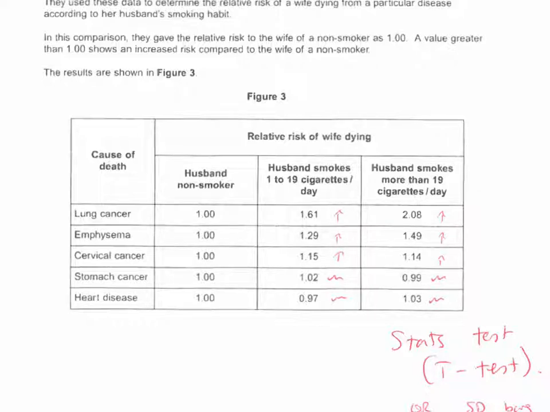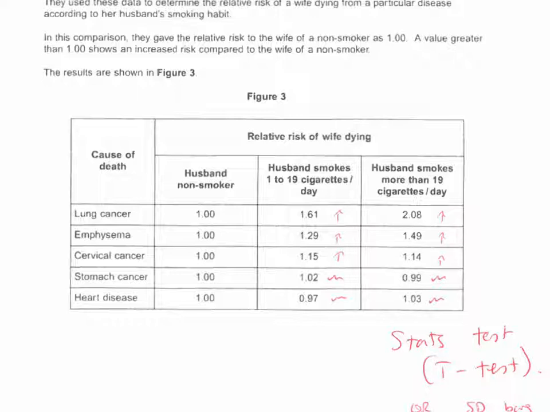So let's look at the evaluation statement then. The statement is: a wife is more likely to die from a particular disease if her husband smokes. There's quite a few for and against points, so let's see what agrees with that point. There are 3 diseases in here that seem to agree with that statement. So for lung cancer, emphysema, and cervical cancer, you could say that there's a greater risk of dying from lung cancer.